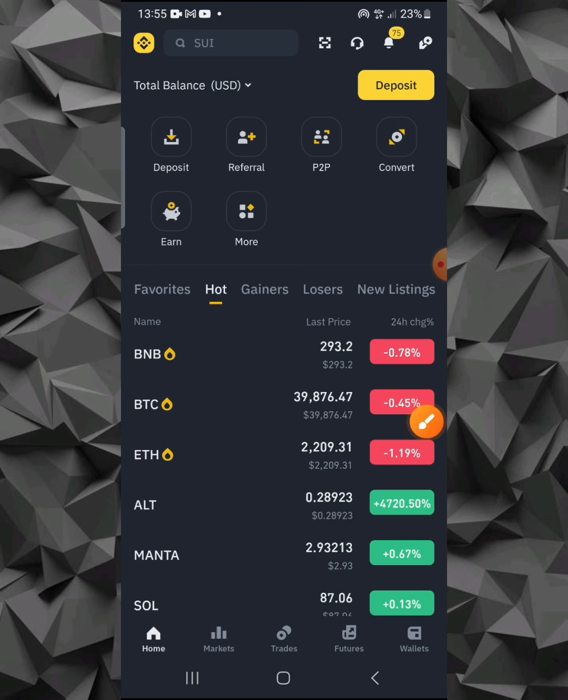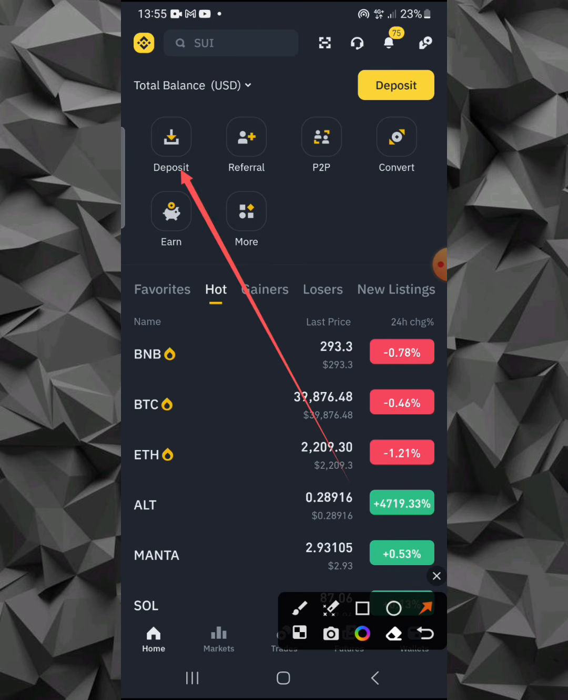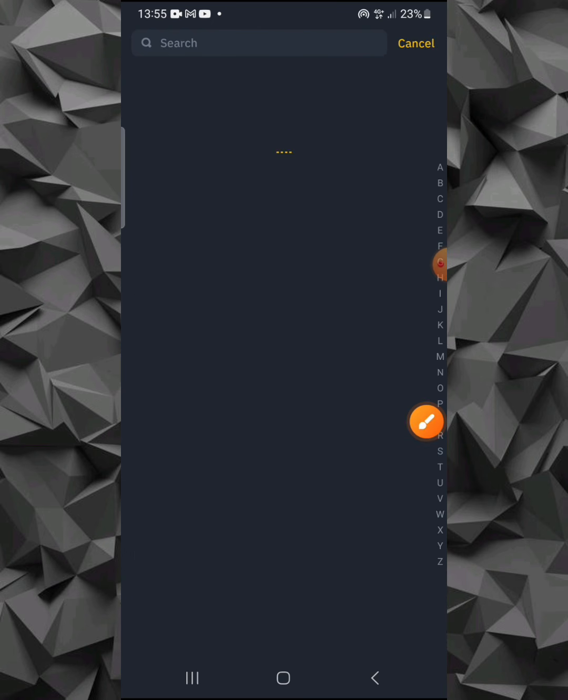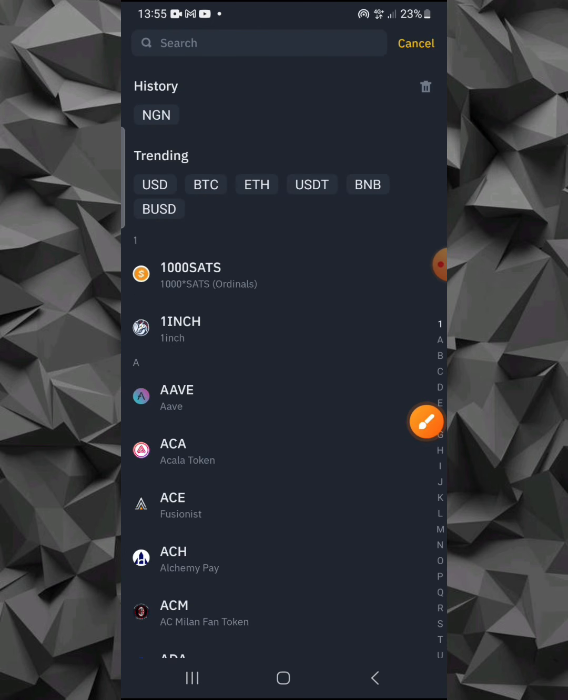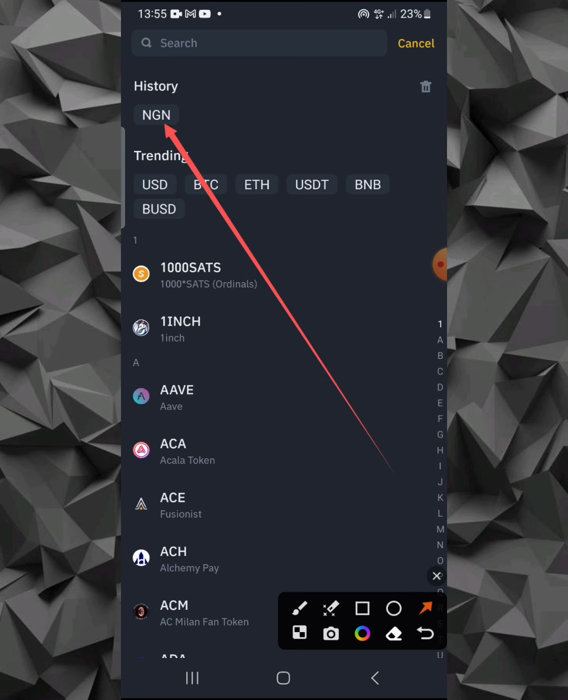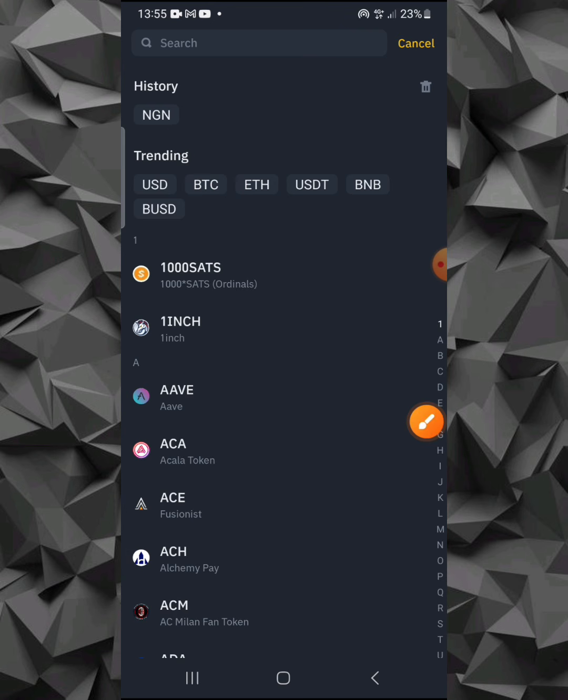Now what you just have to do is click on deposit if you want to fund your NGN balance, and let me go ahead and do that. So I'll click on deposit, and we're going to be depositing NGN. You can see this in my history. I've been doing this a lot of times, and I want you guys to dive into this to also make money, okay? Because this is a long-term business and it doesn't require any stress. So go ahead and click on NGN, okay?